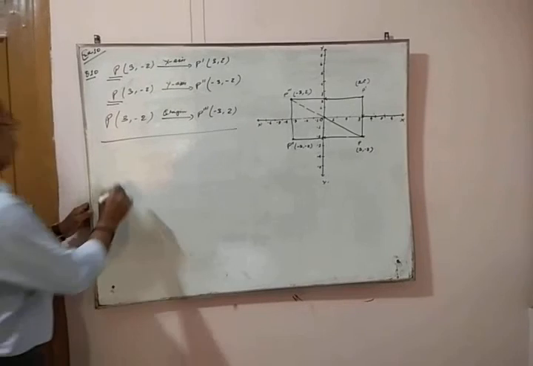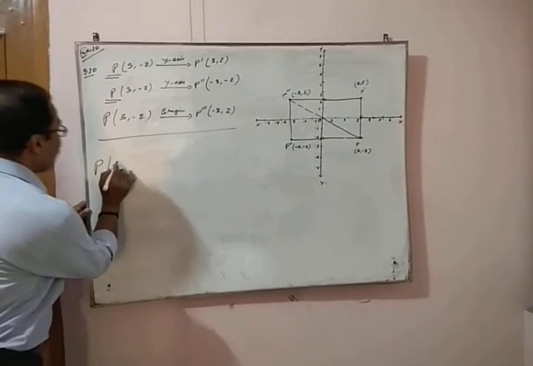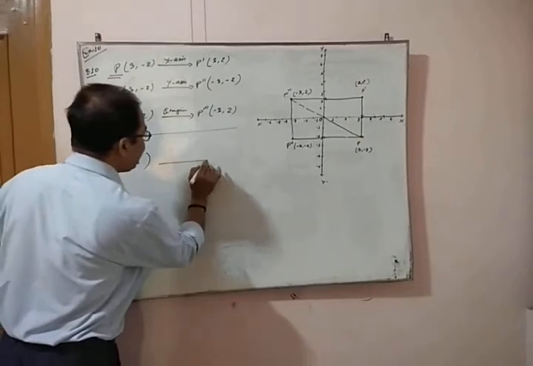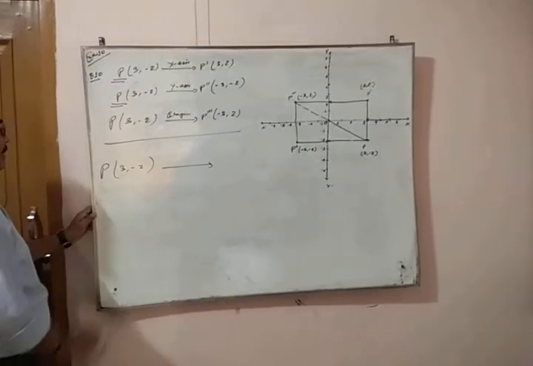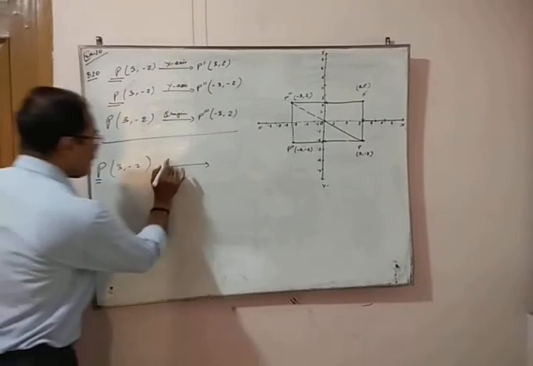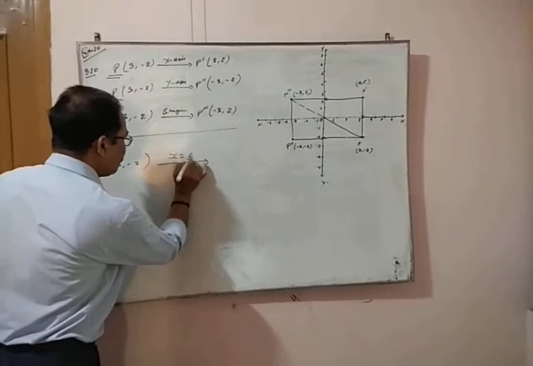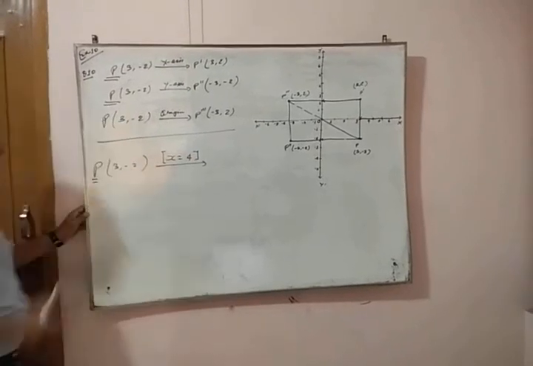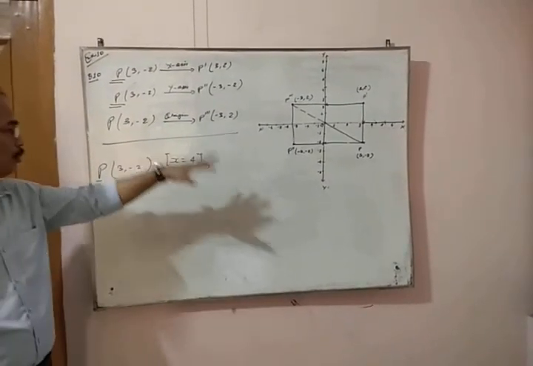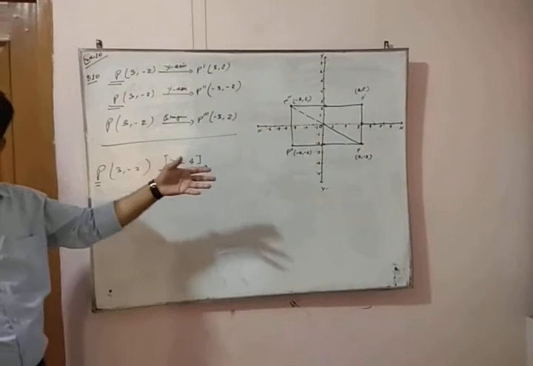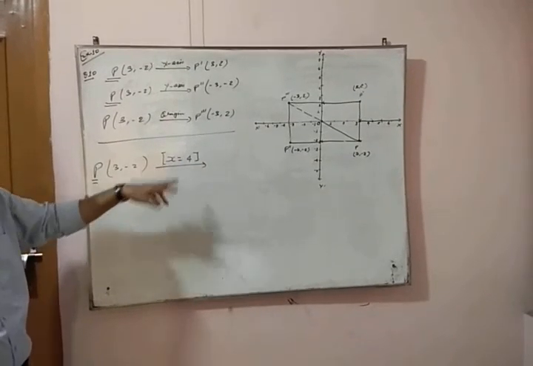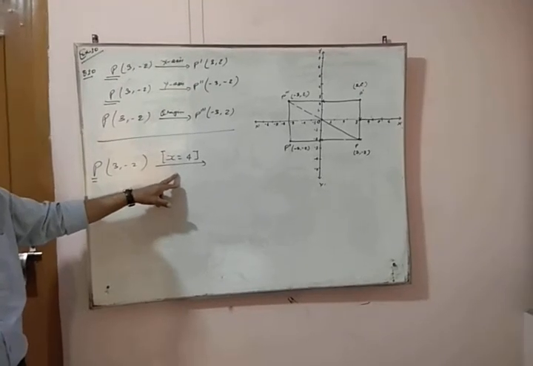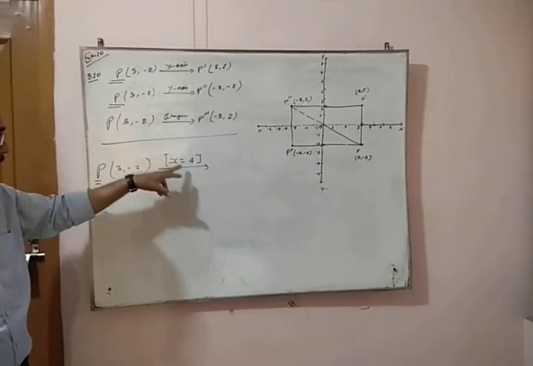Sometimes a question will be given to you. Suppose that P is a point, coordinates 3, minus 2, an example I am giving to you, and the question is: find out the reflection of the point P in the line x equal to 4. It may be x equal to 5, 3, minus 2, y equal to 4, minus 3, any line may be given. See the example. First of all, you draw the given line of reflection. Your given line of reflection is x equal to 4.